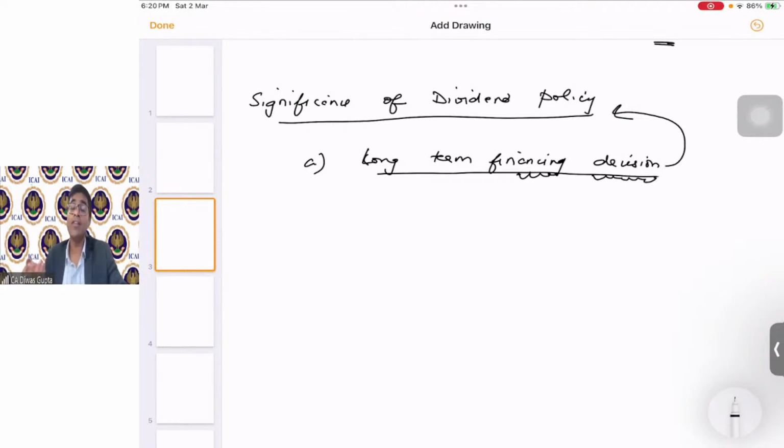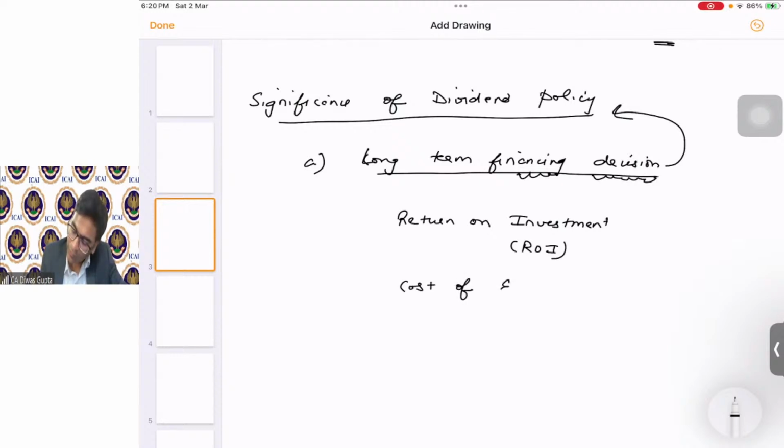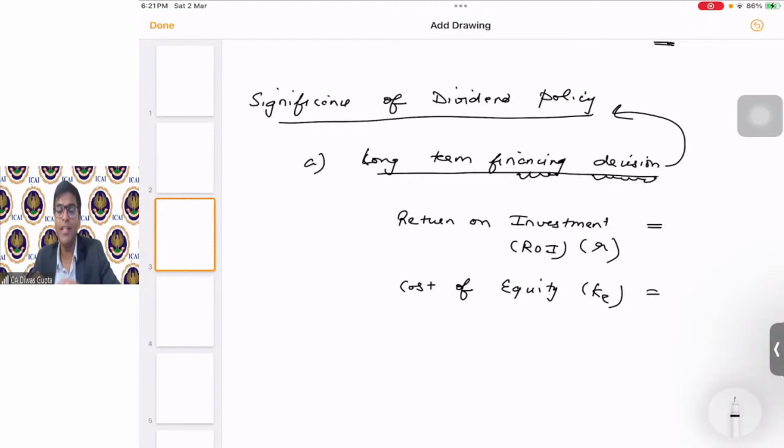Now, what are those underlying factors? Students, there are two things that we need to understand in this parlance. One is the return on investment, which is called ROI, and second is cost of equity, which is also called KE. This ROI is also denoted as R. Now, can any one of you tell me what both of these terms signify? Or what is the difference between ROI and cost of equity?